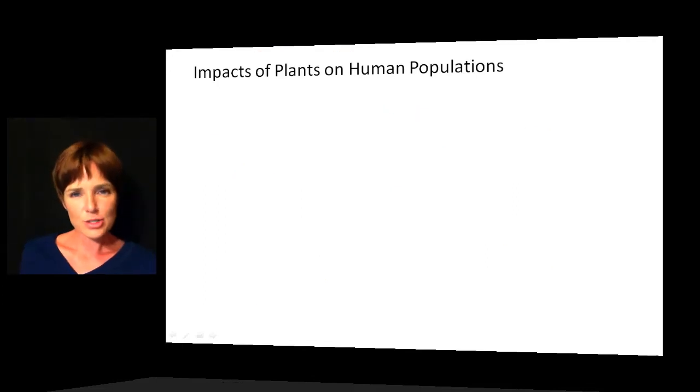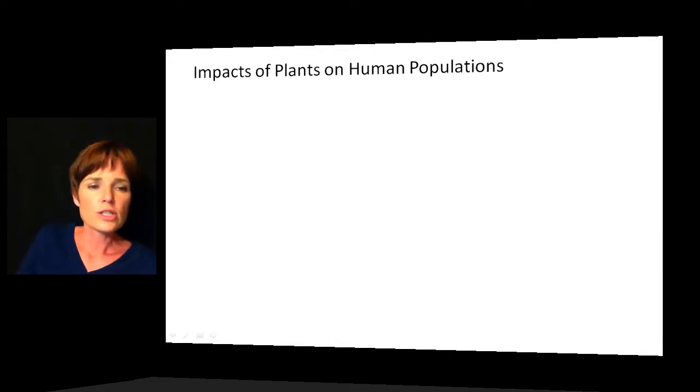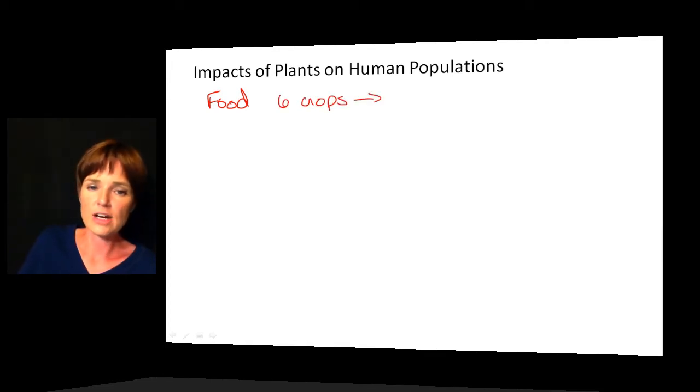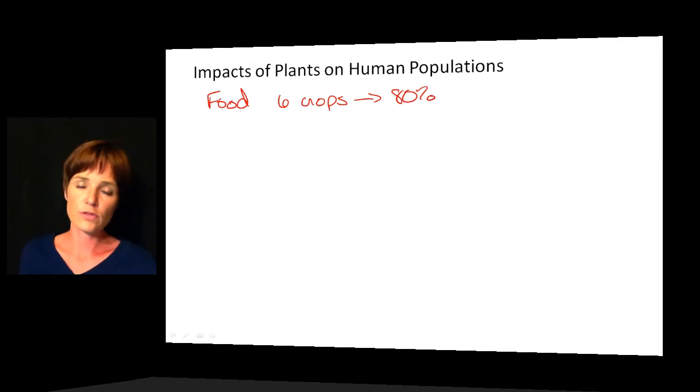If we finish up this chapter just talking about the impact that plants have had on human populations, we're going to focus on the angiosperms. And this is because not only are angiosperms the most widespread and diverse of all the plant groups, but these are also the ones that have had the most dramatic impact on humans. So if we just first focus on the fact that these are a big food source for humans, there are 6 crops specifically that provide 80% of the human food supply. So that's a huge quantity of our food being dependent on those 6 crops.